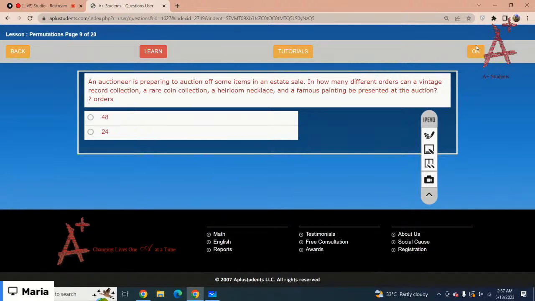It would be, an auctioneer is preparing to auction off some items in an estate sale. In how many different orders can a vintage record collection, a rare coin collection, an heirloom collection, and a famous painting be presented at the auction? So, which is the correct option?